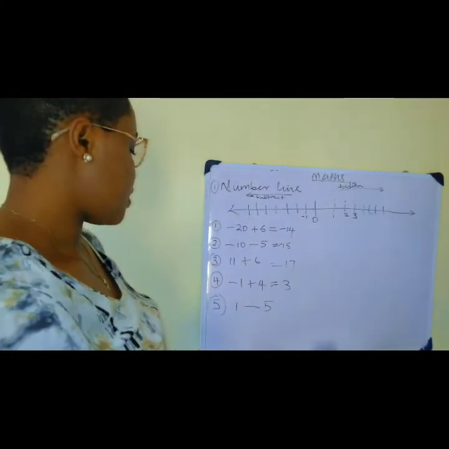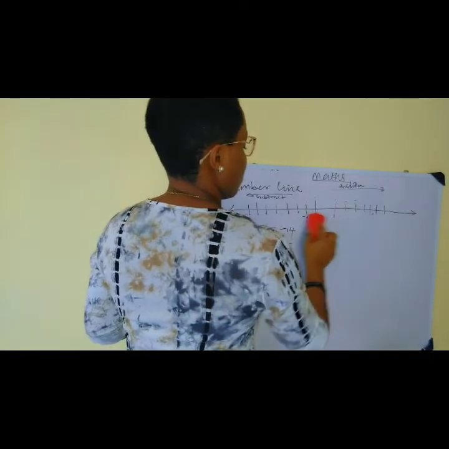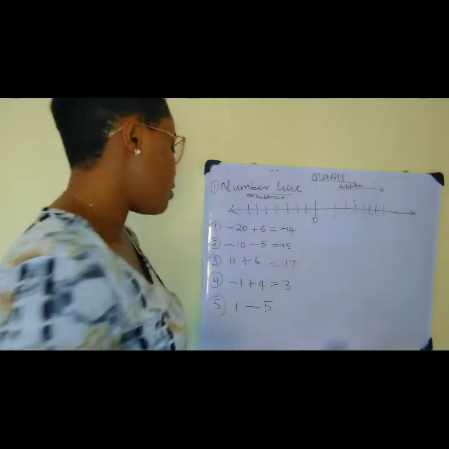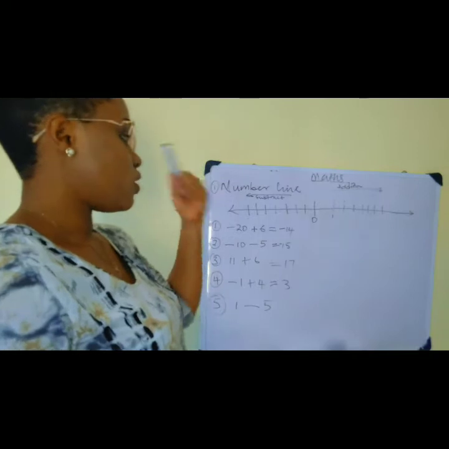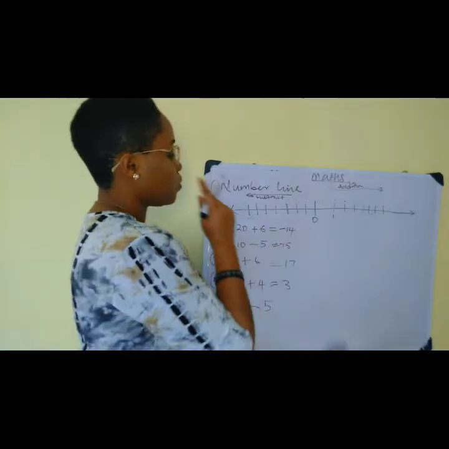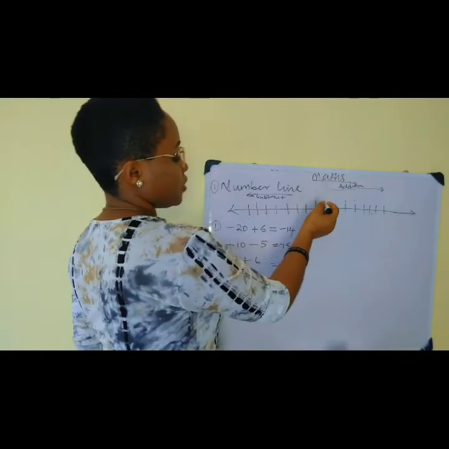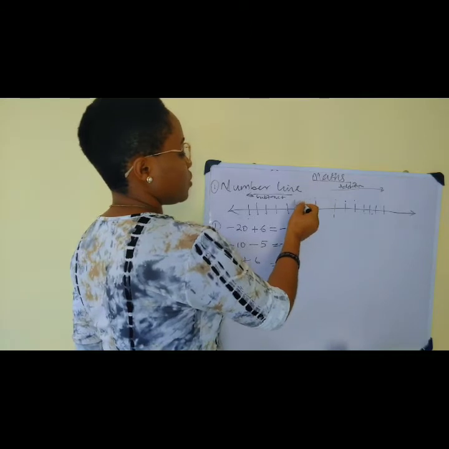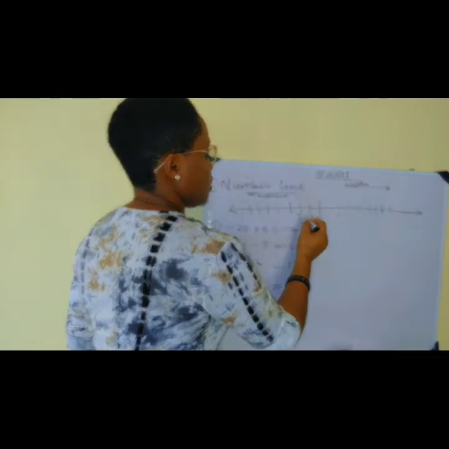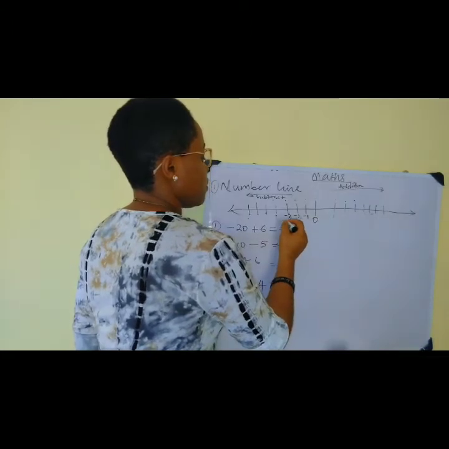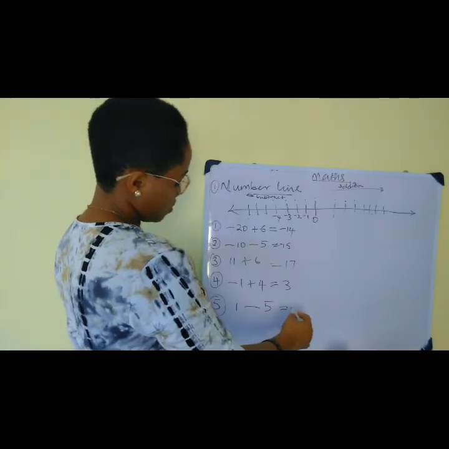The fifth one is 1 minus 5. This is a positive one, so we're starting here. This is 1 minus, we're going this way, minus 5. So we'll count 5 points to the left. 0 is included in the points, by the way. 1, 2, 3, 4, 5. So go ahead and place your number. This is negative 1, this is negative 2, this is negative 3, and this is negative 4. So 1 minus 5 is negative 4.